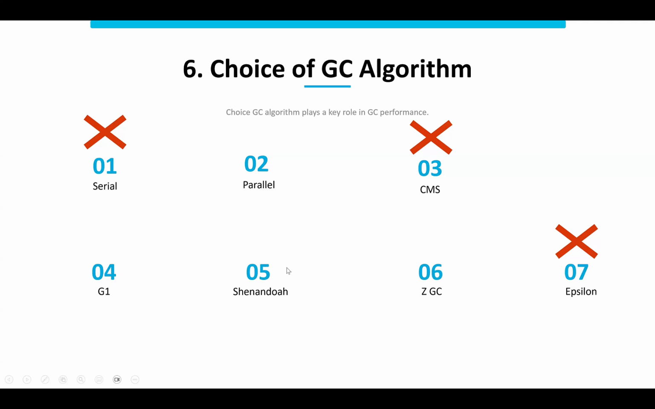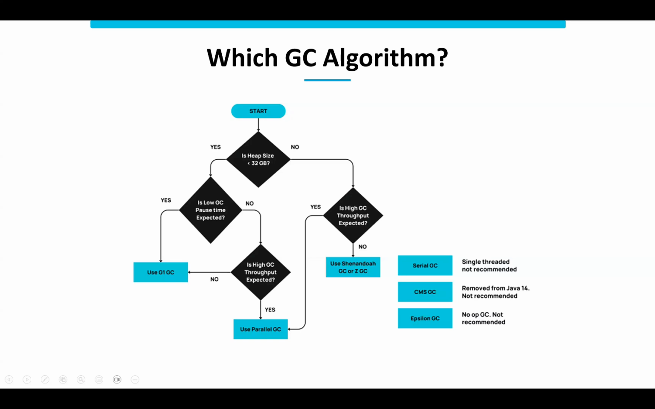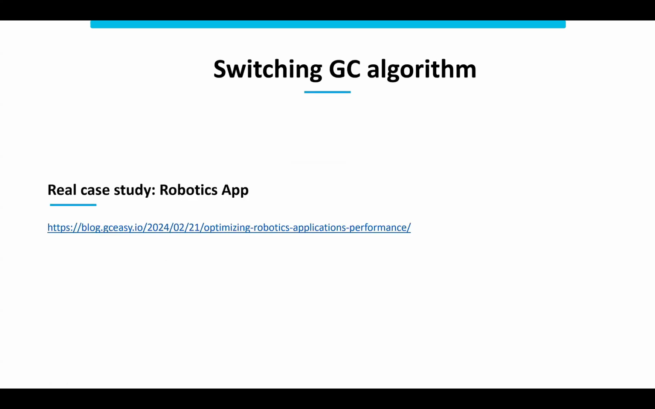Out of these 4, which one to choose? Here I've given a flowchart based on what your heap size is and what your GC tuning goal is. You can end up with one of them, right? You can choose one of them. So based on this flowchart, you can look at it. We are going to be sharing this deck, so you can look into that and see how to do it.